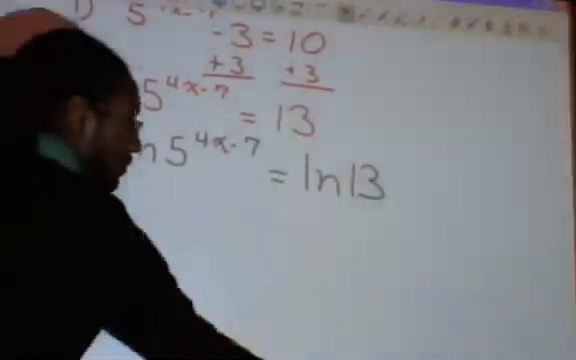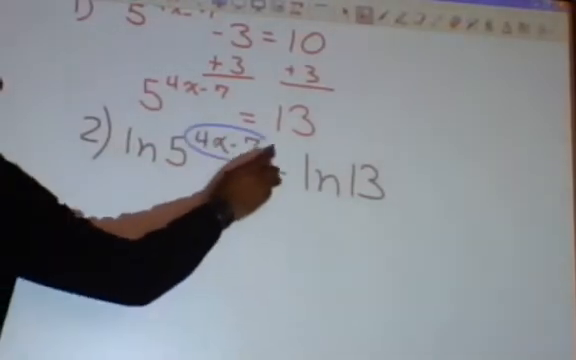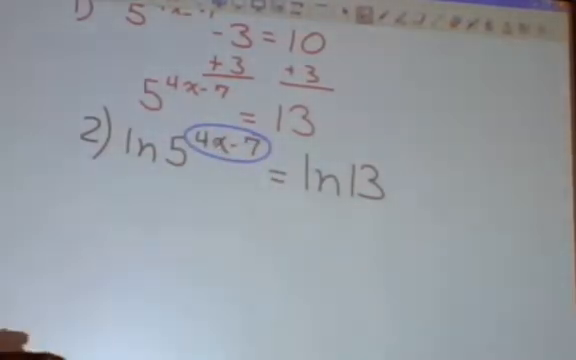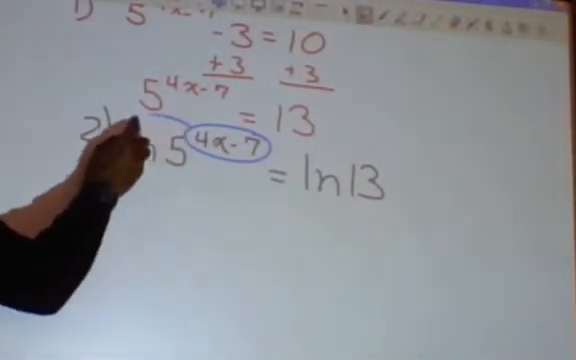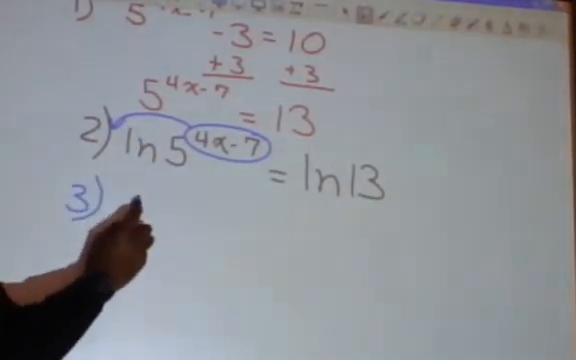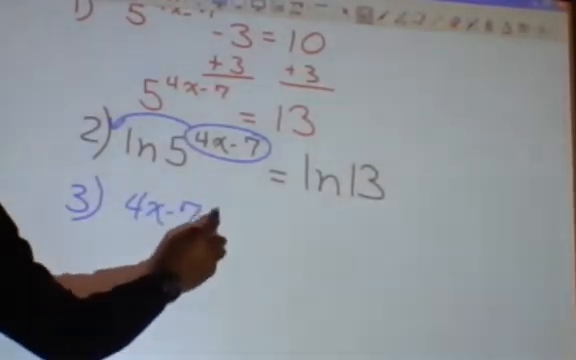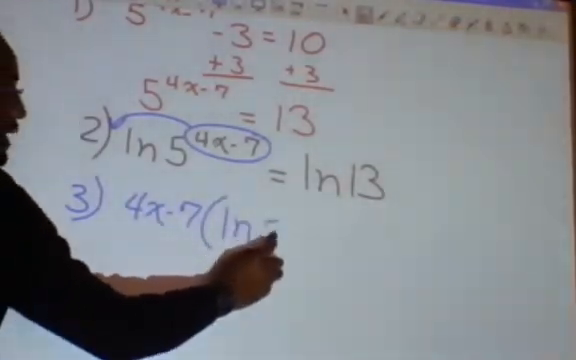Okay, so we did natural log of both sides, and then we're going to do the power rule, because this has the power here, and it's not an e, so we have to use the other one, the power rule. So in other words, this comes down in front. For step 3, sorry, I'm going to multiply that by natural log 5.